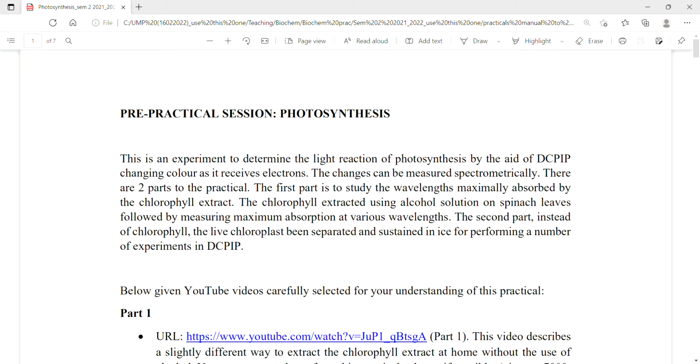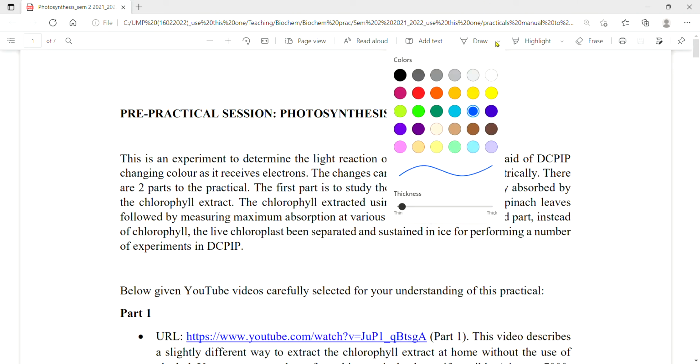So this is the briefing for practical 3, that is photosynthesis. Again, we can't do it in the laboratory yet, so I have no choice but to conduct a briefing through this recording to help you to prepare the report. Let me start.